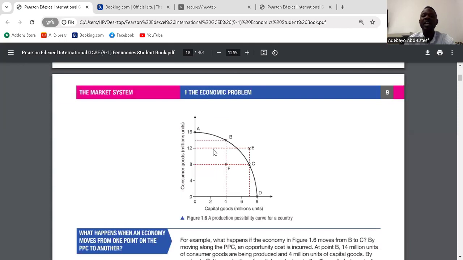At point F, we have 4 million capital goods and 8 million consumer goods, but there is still room left. From 4 million, you can still reach 8 million. From 8 million, you can still reach 16 million. Yes or no? Yes. So that means the economy is not reaching its full potential. Resources are not fully employed. That is point F. It's inside the PPC. Point E is outside the PPC, so there are no resources to attain that output. Is it clear now?